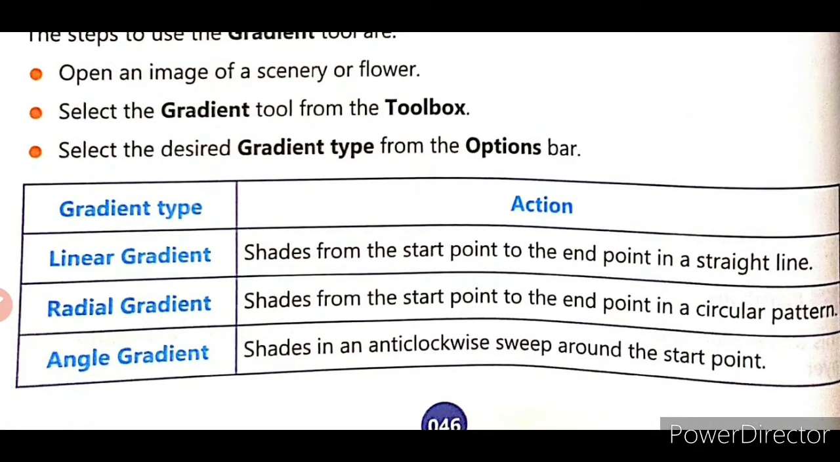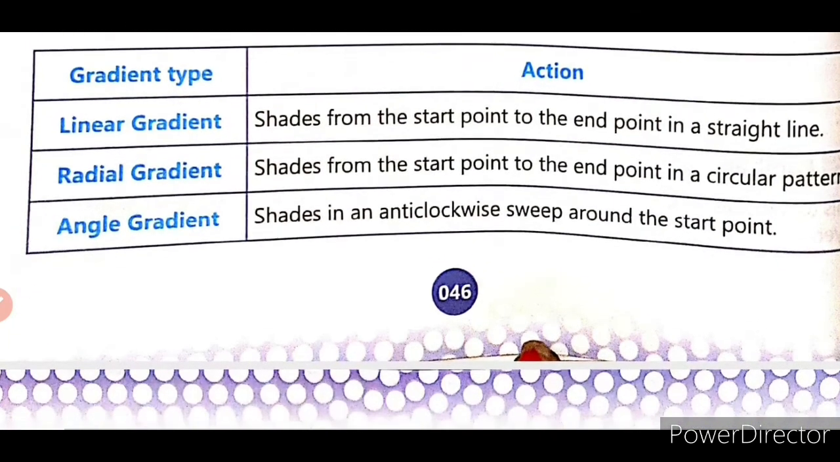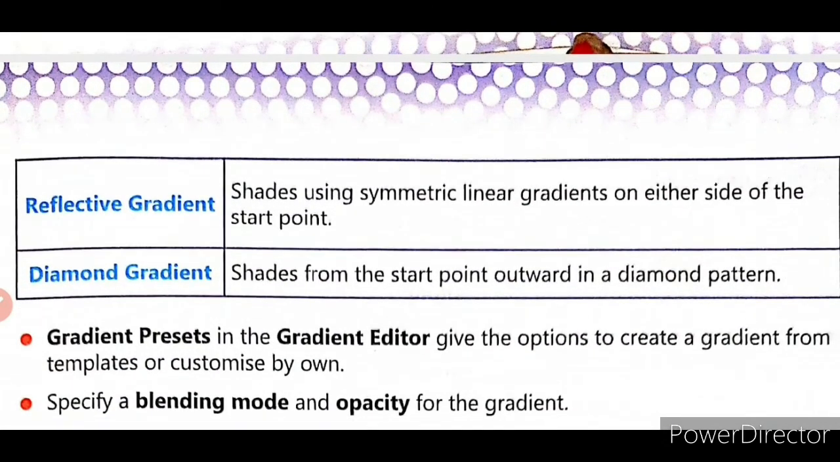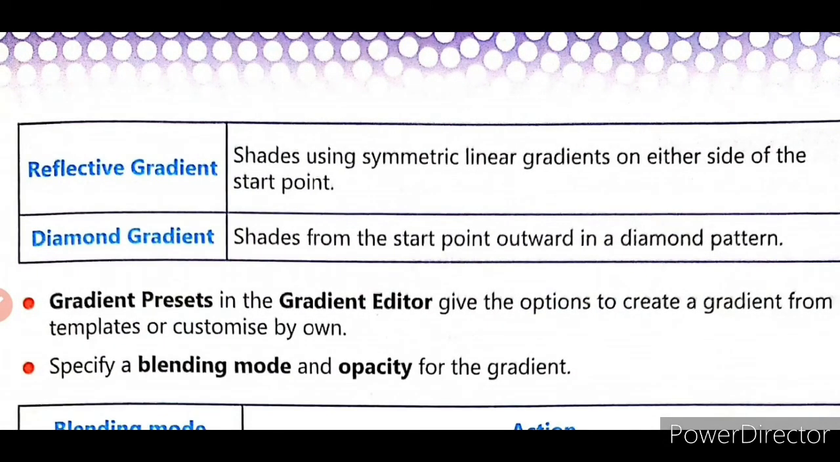So first you are going to open the image of scenery or a flower, then select the gradient tool from the toolbox, then select your required gradient type from the options bar. Okay, from any one of these gradient types. So see, two more options are there.